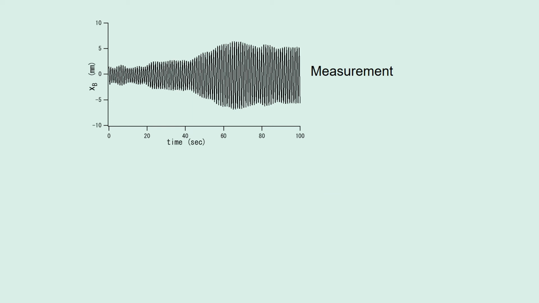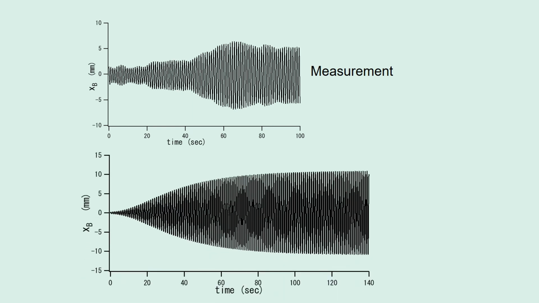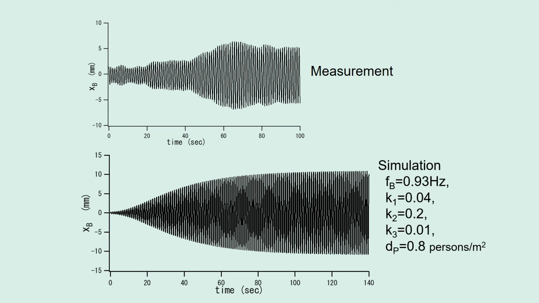This is the measured data of the T-bridge. And this is the simulated results. These values were chosen for this vibration case. dP is the density of pedestrians. The increasing process and the maximum response reasonably agree and validates my proposed equation.